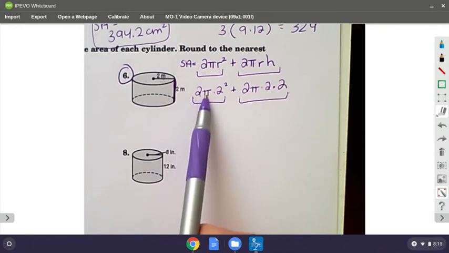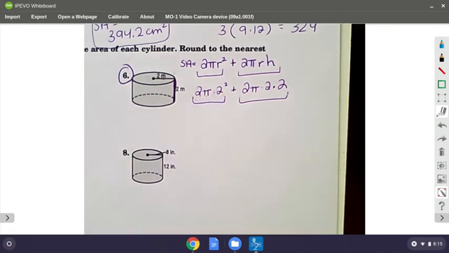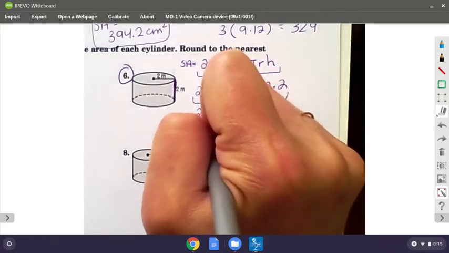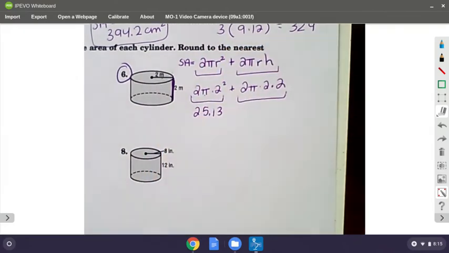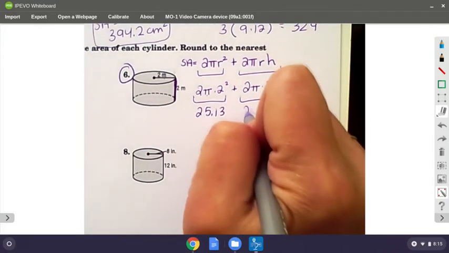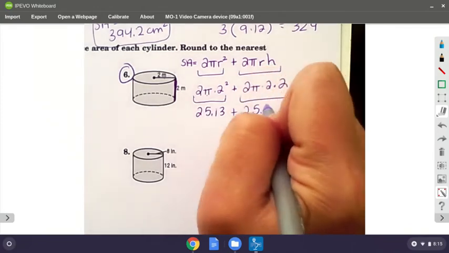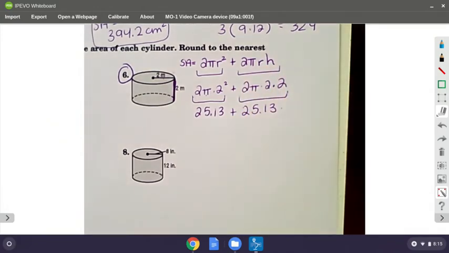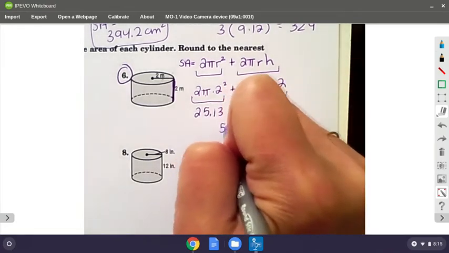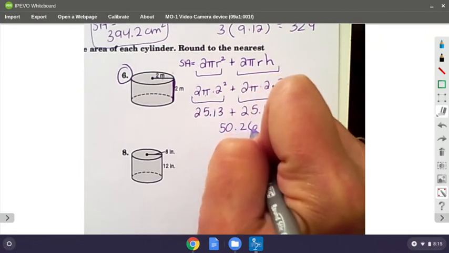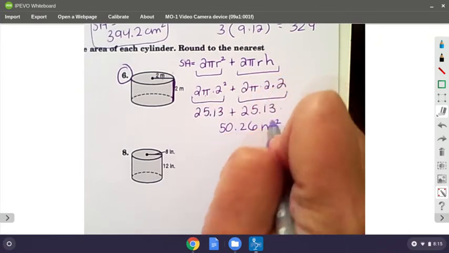So this is going to be 2 times pi times 4, which is 25.13. And then again, 2 times pi times 4, which is 25.13. This doesn't always happen. That's just a coincidence. 25.13 plus 25.13 is 50.26. Don't mind my dog barking downstairs. And this is meters squared.